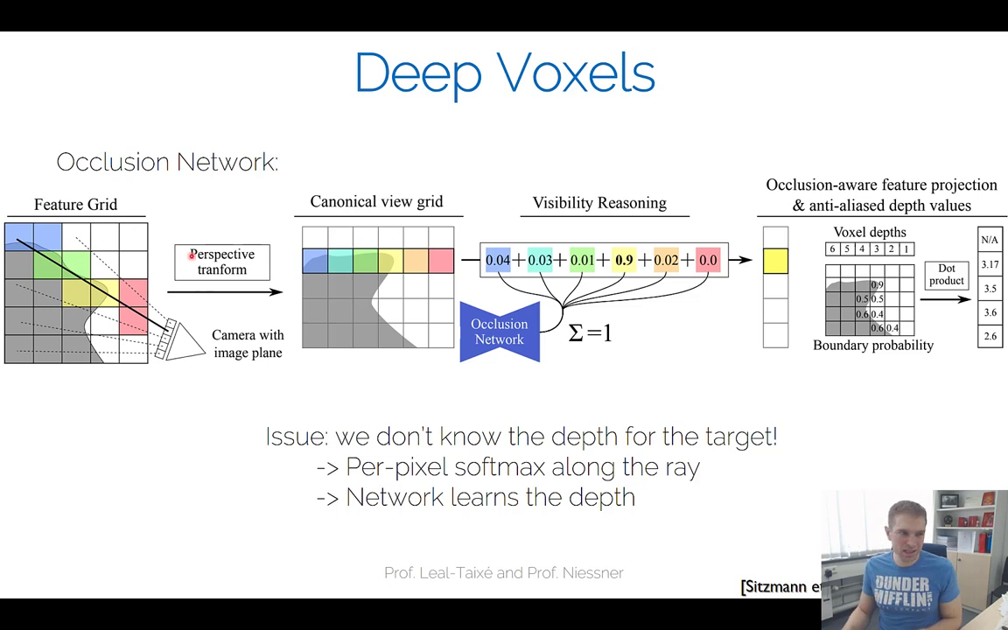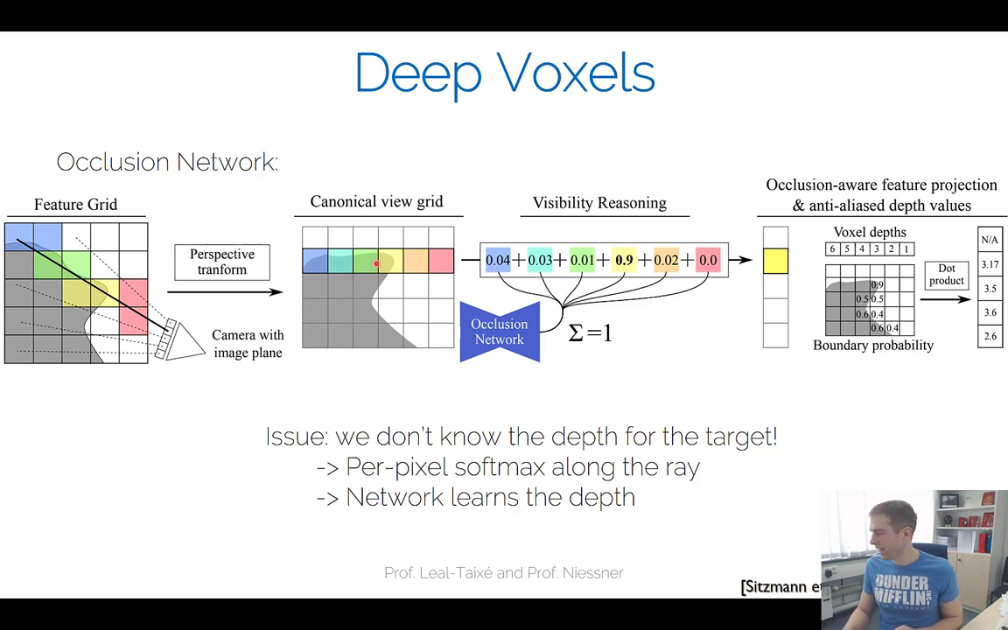The way this works is, let's say you have this feature grid in 3D here. You have the camera pose here. So along this ray, you know which voxel will touch this ray. And what you can do is think about this as a canonical view. So you just have this voxel, that voxel, that voxel along this ray. You just put it in a canonical grid. It's just a reordering of the frames here. And now what you know is there's going to be one value, which is the visible value. This is the visibility reasoning, so to say, right?